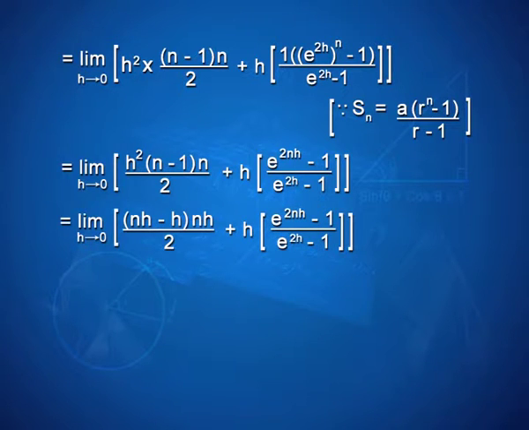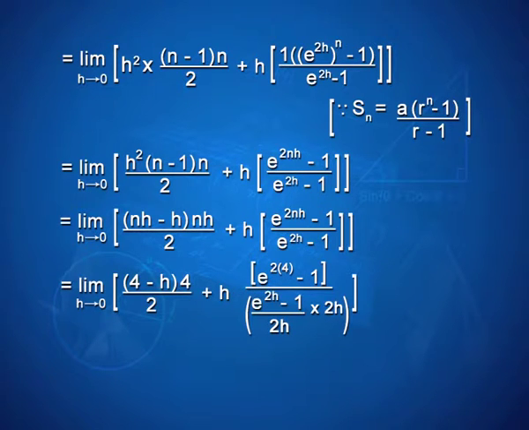That is equal to limit h tends to 0, (nh minus h) into nh upon 2, plus h into e to the power 2nh minus 1 upon e to the power 2h minus 1, that is equal to limit h tends to 0, (4 minus h) into 4 upon 2, plus h into e to the power 2 into 4 minus 1 upon e to the power 2h minus 1 upon 2h into 2h.